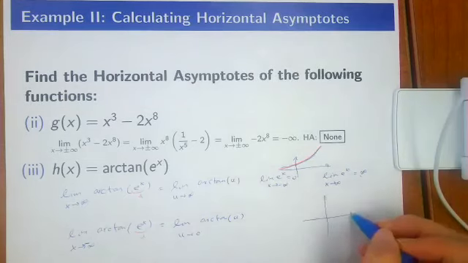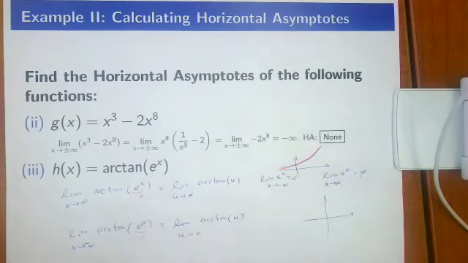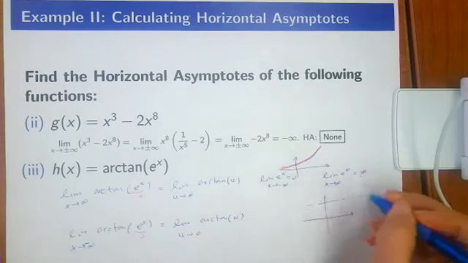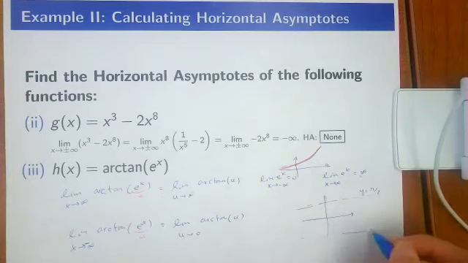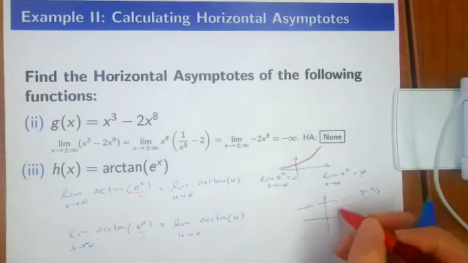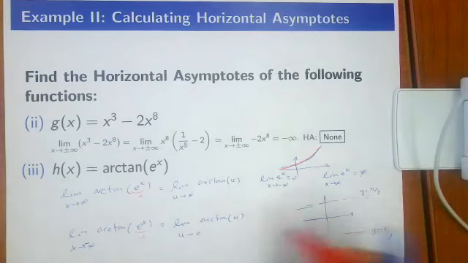The outside function is arctan. If you have arctan, here is one horizontal asymptote, that is pi half. The other one is negative pi half, and the function goes like that, if you remember. It's the reflection of tangent, the main branch of the tangent of x, basically.